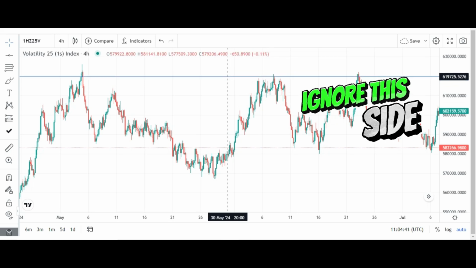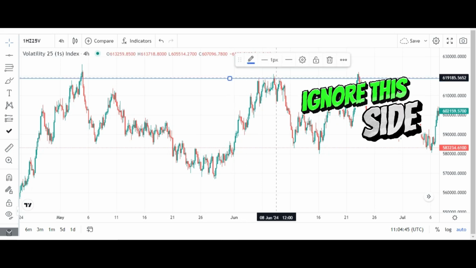Then we can actually adjust the resistance to our liking. So this is our resistance. If you want to adjust it to the close of the candle and leave the wicks, because if you go to a higher time frame, these are all wicks, it's not really bodies, it's wicks. So anyway, we can adjust it like that so we have a better view.